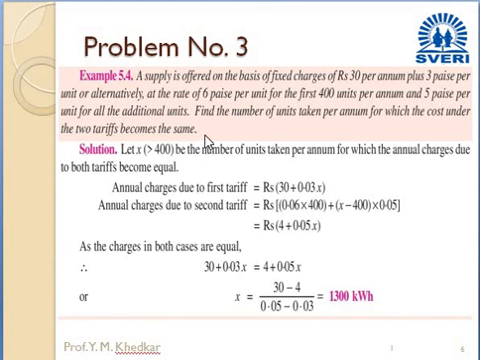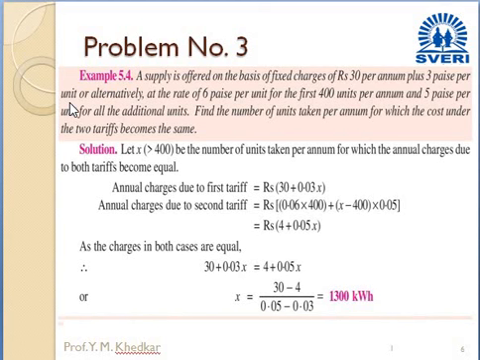This is an interesting problem because here we need to apply fewer concepts and more mathematics. First of all, try to understand this problem. A supply is offered on the basis of fixed charge. So in the first case, the fixed charges are rupees 30 and 3 paise per unit are the running charges.